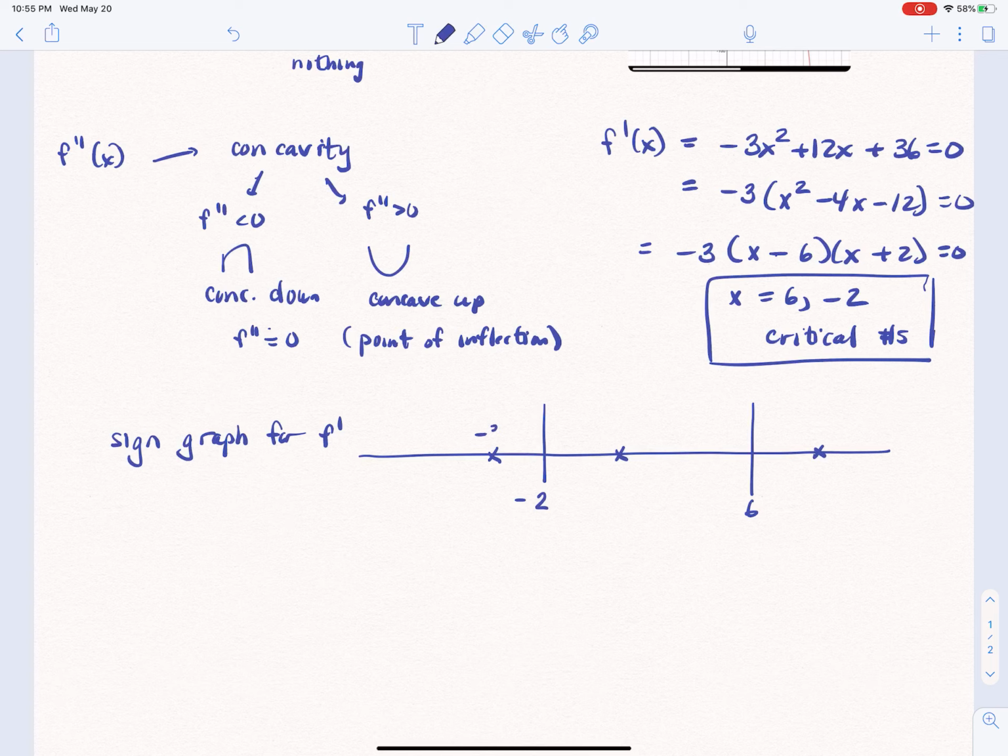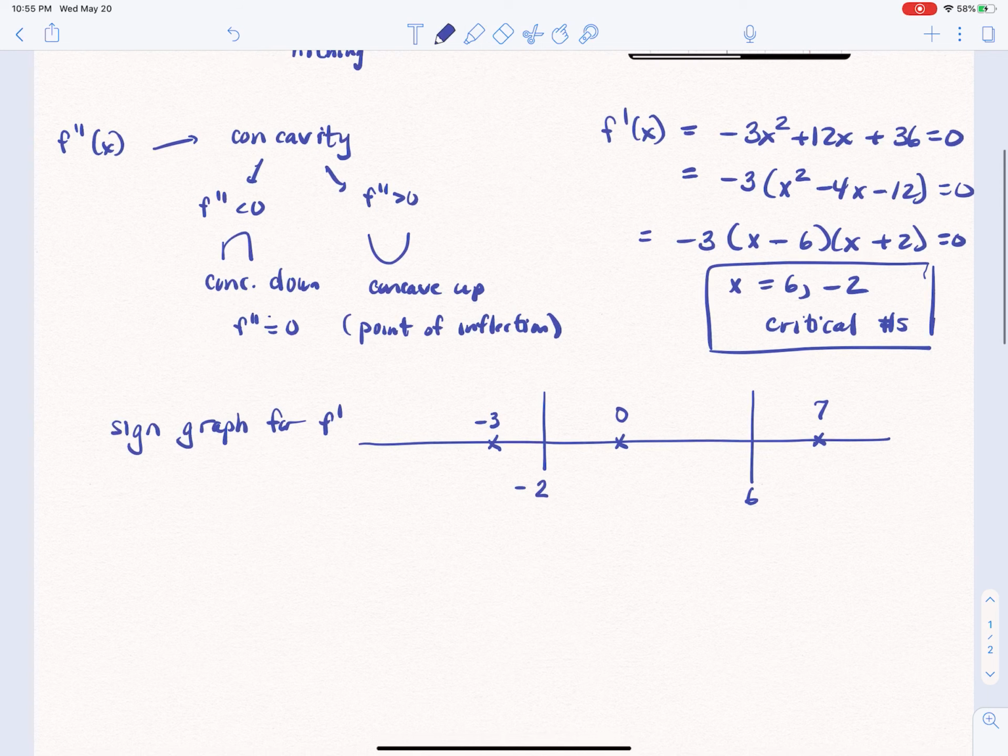I'm going to pick -3 because it's not too much different than -2. It's just below. We could pick -10 if we wanted to, but that might not be something you want to do. I have a golden opportunity to use 0 because that's going to tell me what's happening on the interval -2 to 6. And here I'm going to use 7 because that's going to tell me what's happening on the interval 6 to infinity. So we plug each of those numbers into the first derivative, and which version do we use? I'm going to use the factored version for a reason.